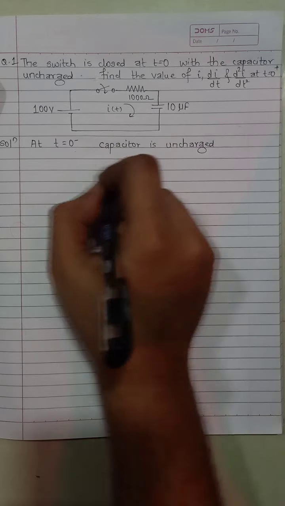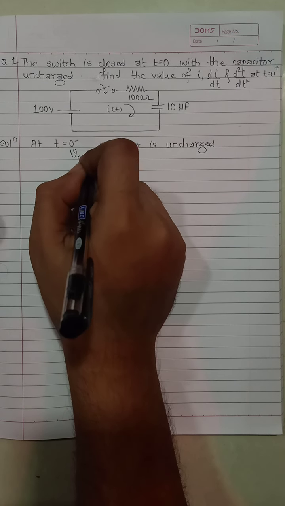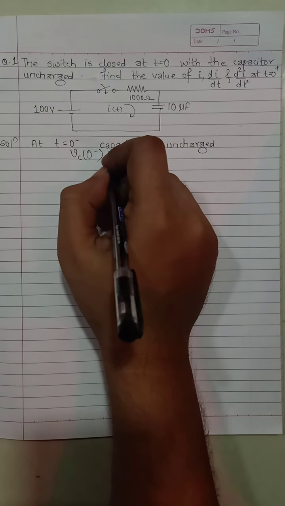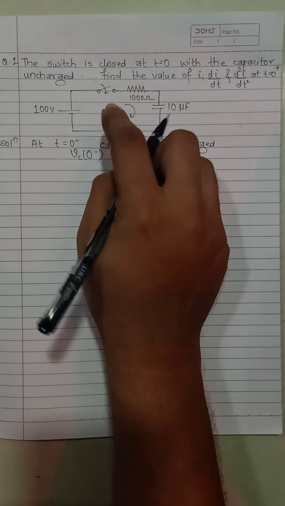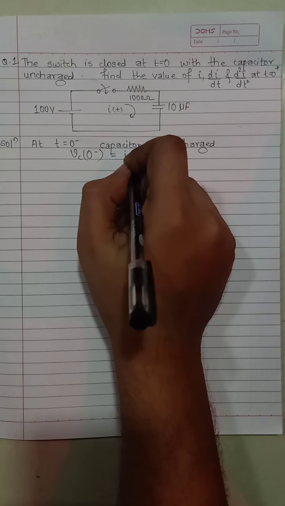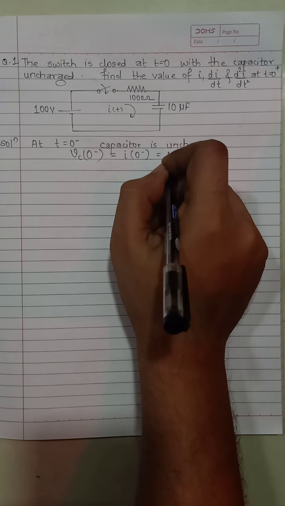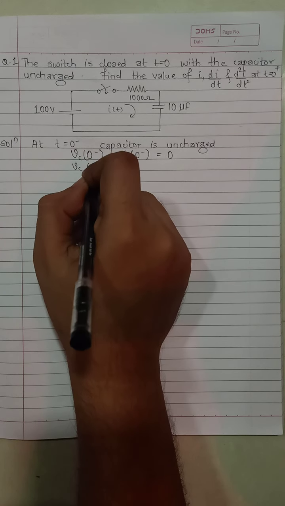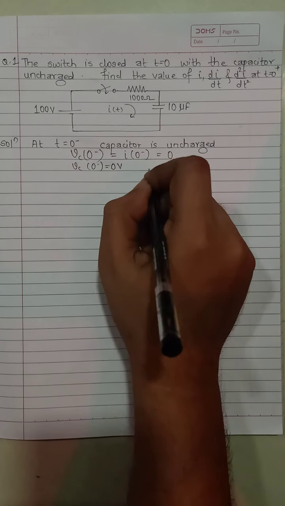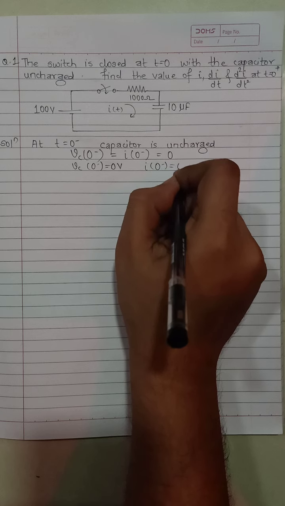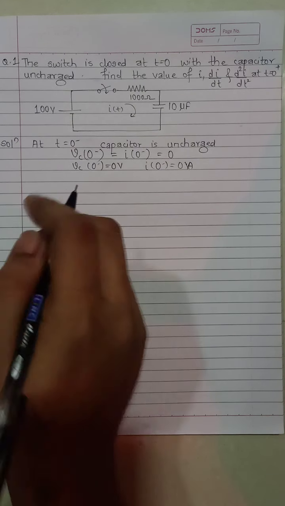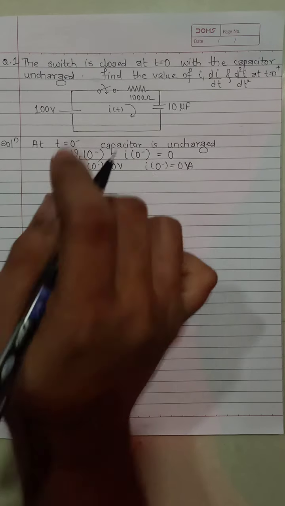which implies the voltage across the capacitor for t less than 0, or 0 minus, and the current flowing at 0 minus, both are 0. Or if you want to write it separately, it is 0 volt and current is 0 ampere at t equal to 0 minus.